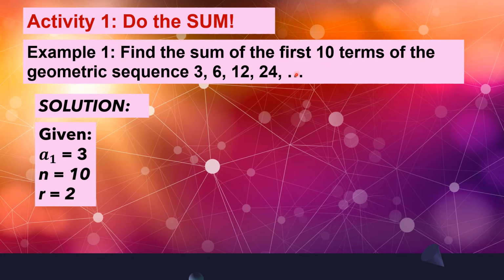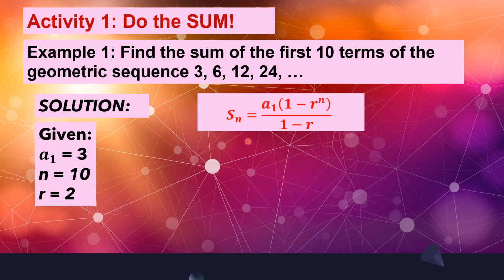So we have here, our first term is 3. And n is the number of terms we're going to find, the 10 terms, so our n is 10. And the ratio is 2. How did we get 2? Let's divide the preceding terms. 24 divided by 12 is 2. 12 divided by 6 is 2. 6 divided by 3 is still 2. So our common ratio is 2.